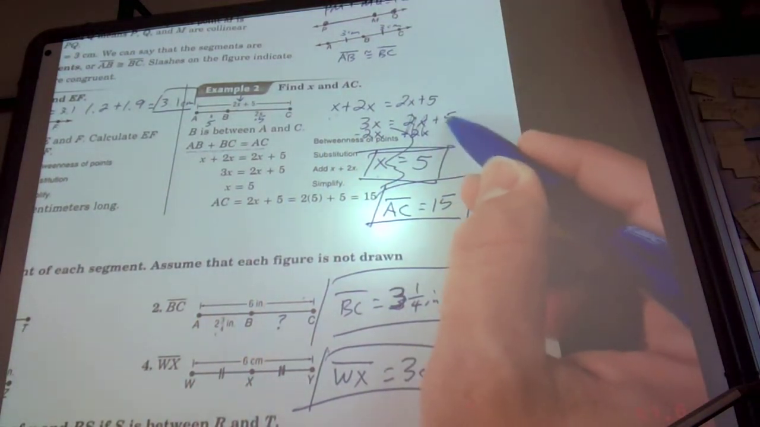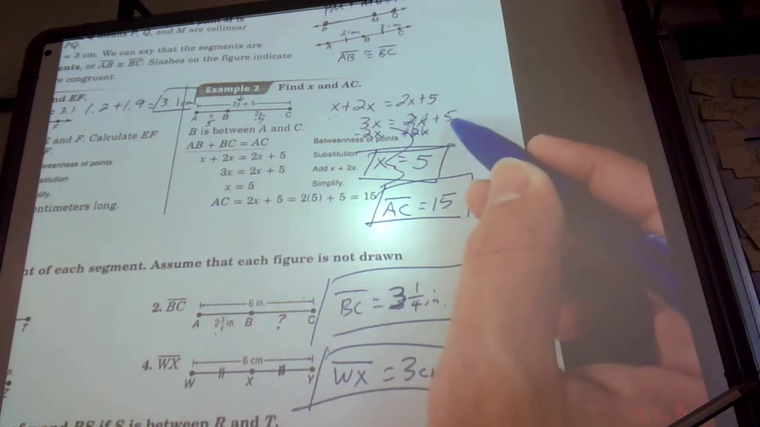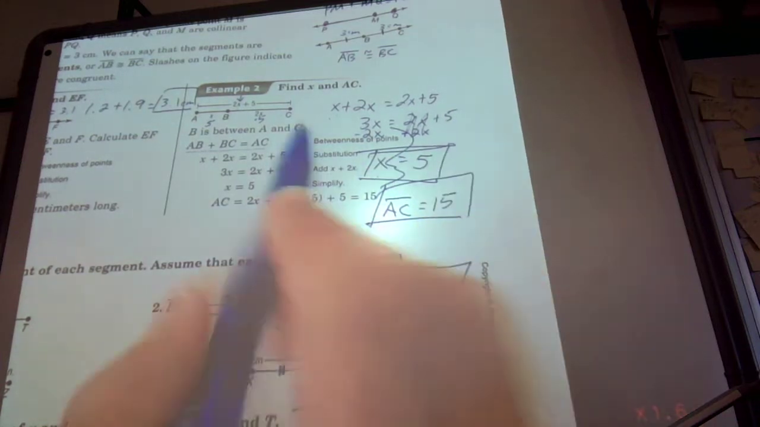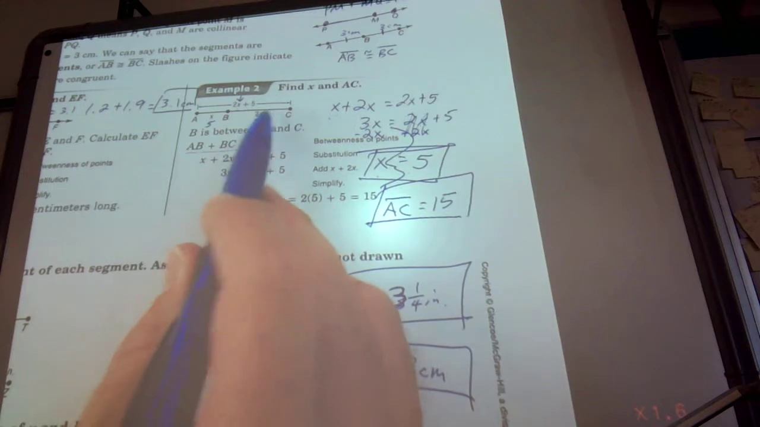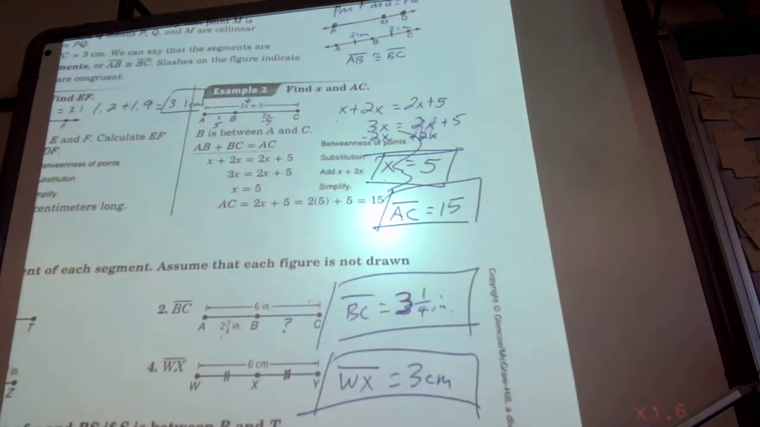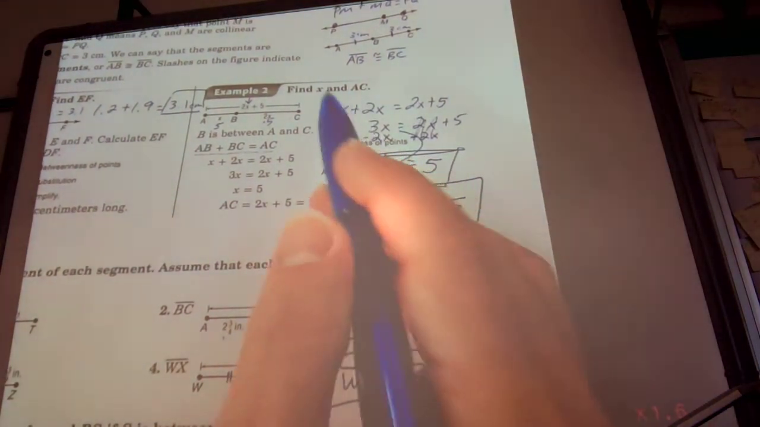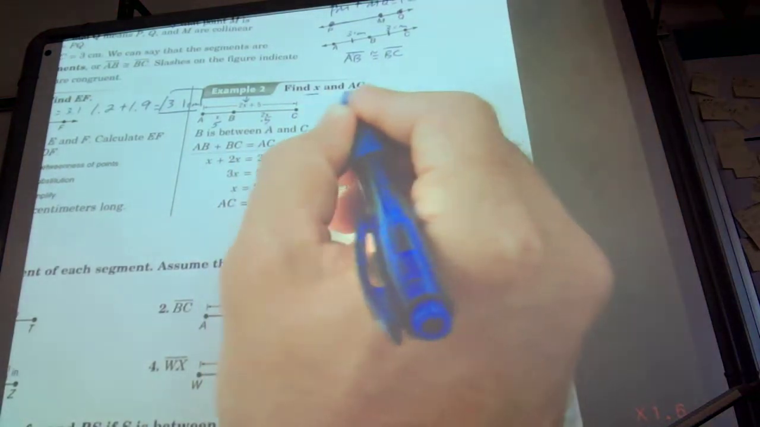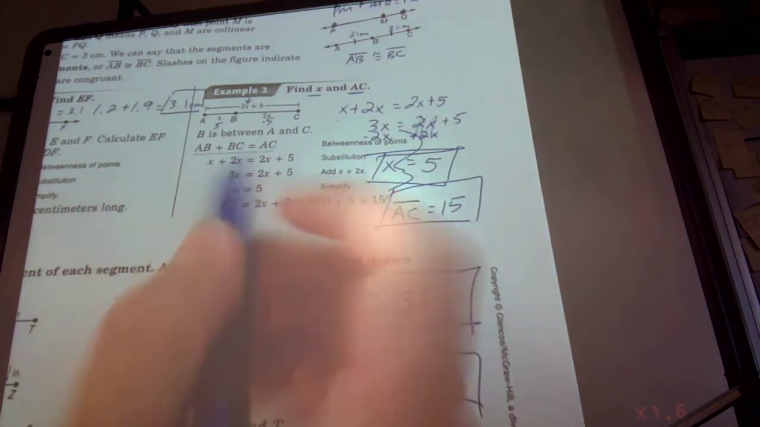Over here on the right side, all that I had was just a regular old 5, and it's going to come down, and now I get X equals 5. Okay? If we stop there, we've done some of the problem, but we haven't done it all because we were not only told to find X, we were also told to find AC. Well, that's going to be simple.